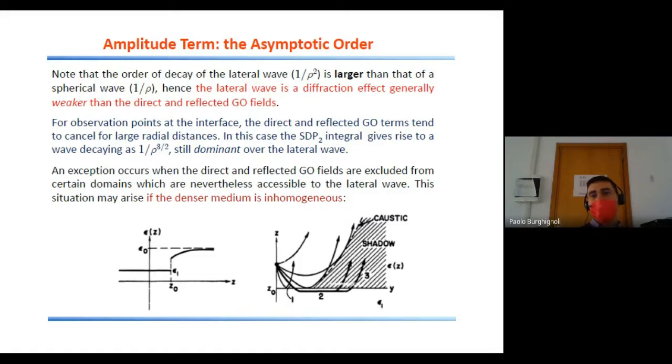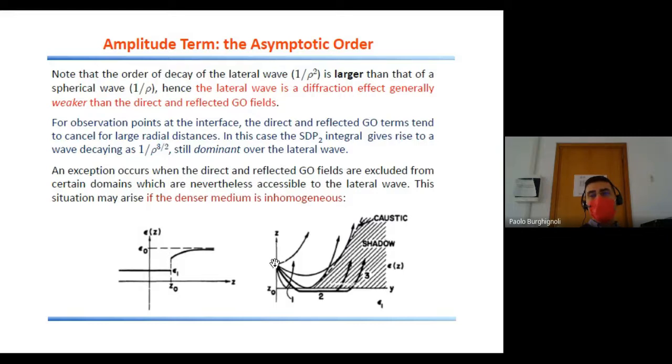In order to observe directly the lateral wave, so to have dominance of the lateral wave, you need to consider situations in which the medium is non-homogeneous. So consider, for example, a stratified medium in which the profile of epsilon as a function of z is as in the left figure. So you have a constant value, epsilon 1, and then starting from some abscissa z0, beyond that abscissa, you have a growing shape of the function epsilon of z.